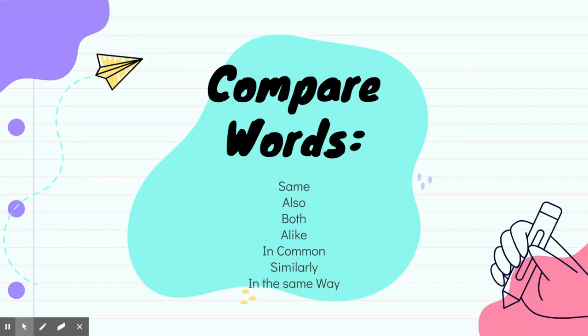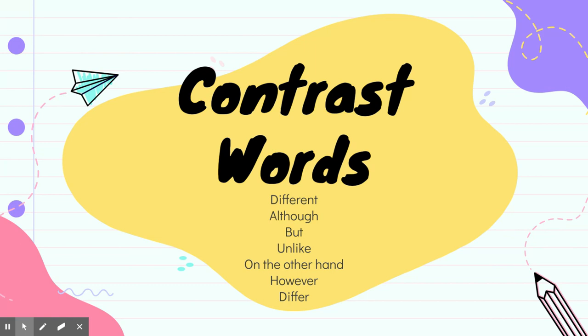So just to review some compare words of how they might be similar, you could have same, also, both, alike, in common, similarly, and in the same way. So if we were going to do some writing about our two different passages, or if you wanted to contrast, if you wanted to talk about how they were different, you could say different, although, but, unlike, on the other hand, however, and differ.